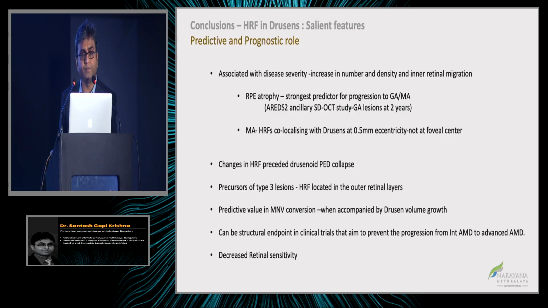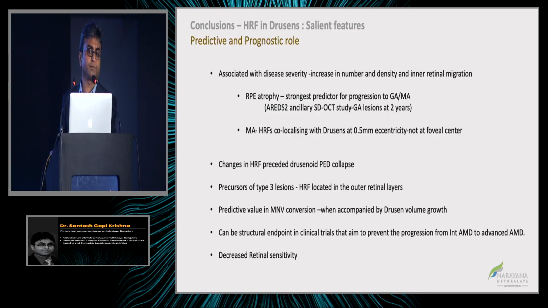I just have a comment about this predictive value in MNV conversion when accompanied by drusen volume growth. We sometimes see, before the drusenoid PED collapses, the drusen slightly going up and then flattening down, and we've seen that in some of our cases. So I think that may not always be true. Yeah, it may be a precursor to collapse, suddenly growing and then collapsing. Yeah. Okay, thank you so much.